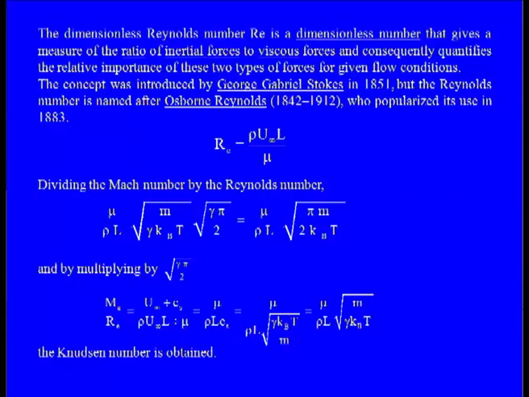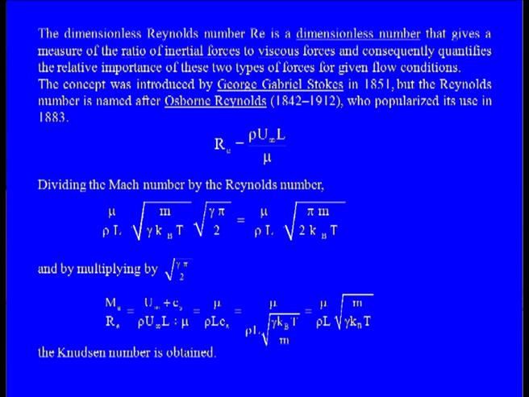The second one, which is more interesting in fluid mechanics, and many people have already heard this name, is known as the Reynolds number. The Reynolds number is a dimensionless number that gives a measure of the ratio of the inertial forces to the viscous forces, and consequently quantifies the relative importance of the two types of forces for a given flow condition. The concept was first introduced by George Stokes in 1851, but the Reynolds number is named after Reynolds, who popularized its use in 1883. It is defined as Re equals rho u infinity L upon mu.